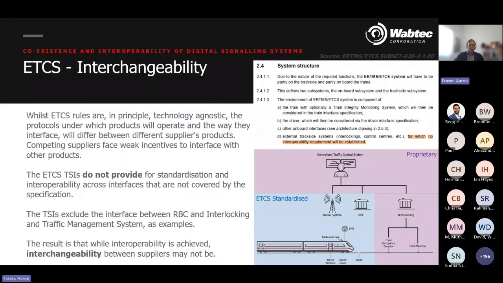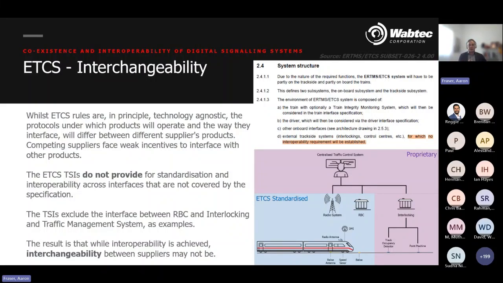So looking at that diagram, you can see that down here where there's standardized protocols between the onboard and the wayside, when you look at, say, between the interlocking and the control center, that is not currently covered by the ETCS standards. So you can't really just grab a RBC from one supplier and swap it out with an RBC from another supplier because they're all using proprietary interfaces between those products, generally anyway.